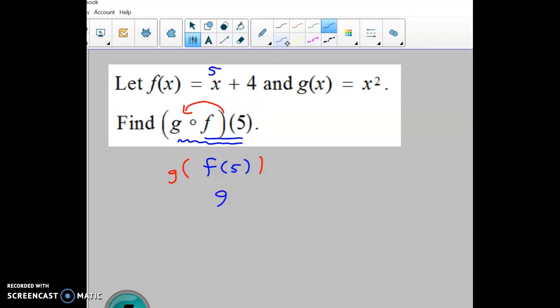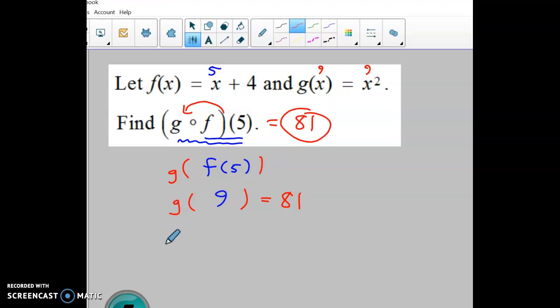an answer of 9. Then we're going to take that 9, that output from the f function, and put it into g. So we put a 9 in for x there, and it's just going to square it. So we get 81. So we say that g of f of 5 is 81. When you do that composition, you get a value of 81.